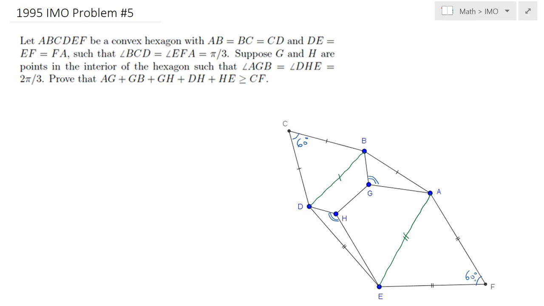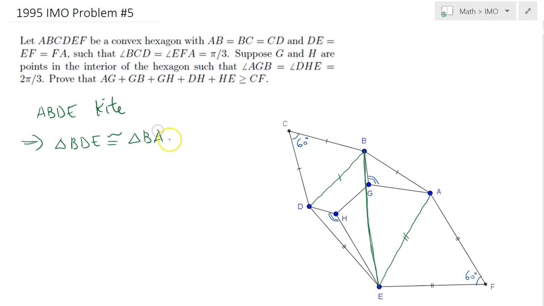Next, we realize that quadrilateral ABDE is a kite, and as a result, if I connect line segment BE like that, we would have two congruent triangles, namely triangle BDE and triangle BAE, as you can see clearly on the picture. Obviously BD is equal to BA, DE is equal to AE, and they both share a side length BE. So obviously these two triangles are congruent.